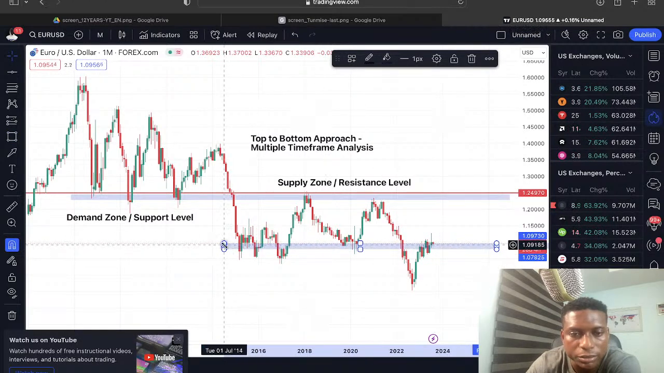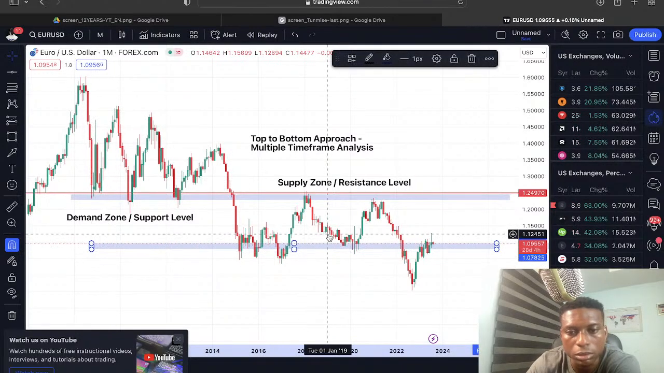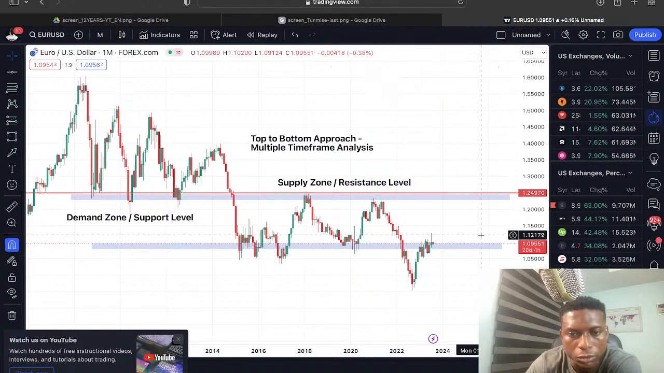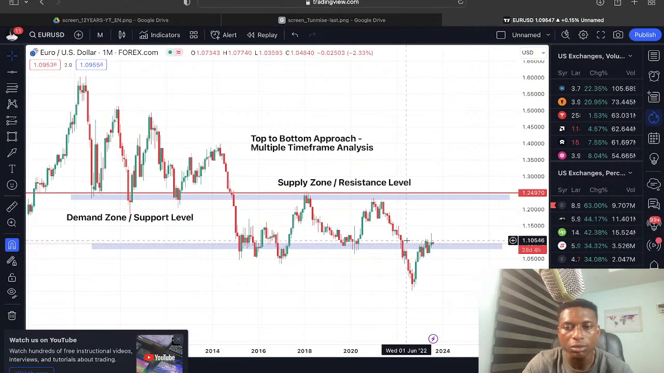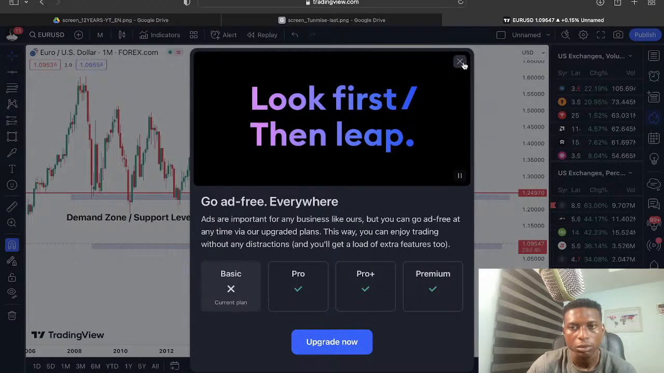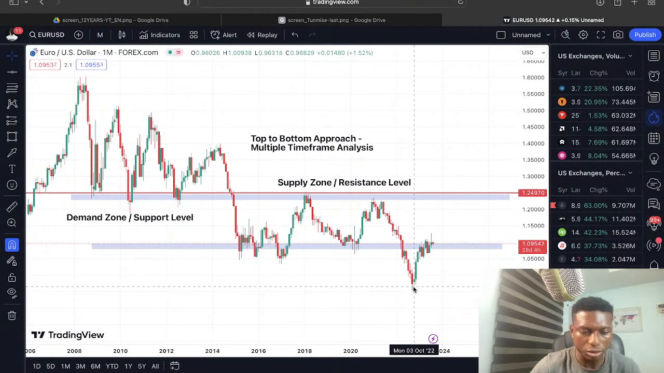This level built up another support zone. And we can see how price rallied down after a breakout from this level. After the breakout from this level, price rallied down to this level.